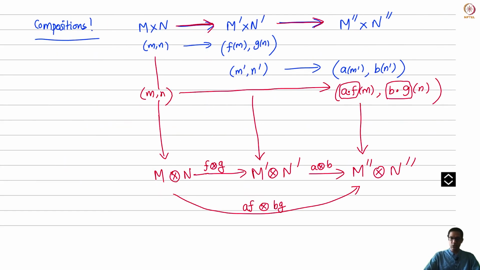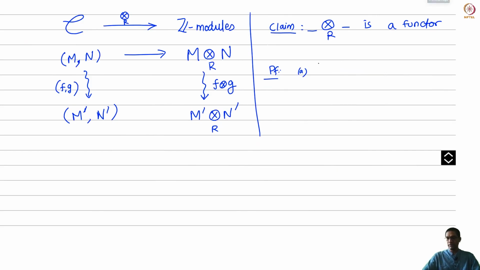So the identity axiom is true, the composition is also respected. Therefore what we have is that this is a functor. Okay, so proved. So that's really the point here, that the tensor product is actually a functor from the category whose objects are pairs M and N of right and left modules over R, from that to the category of Z modules.